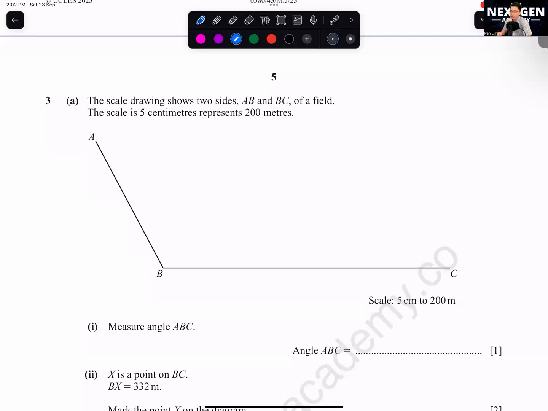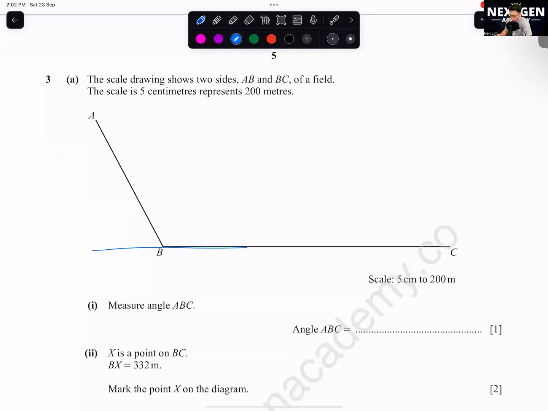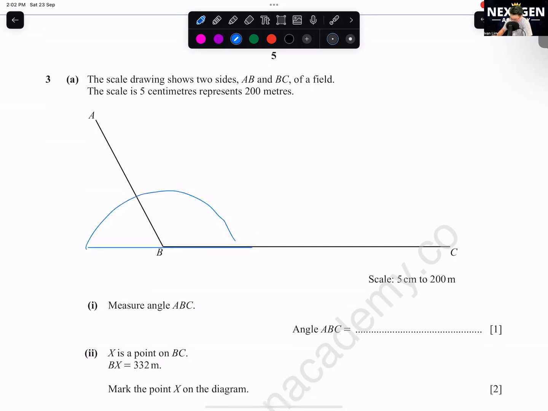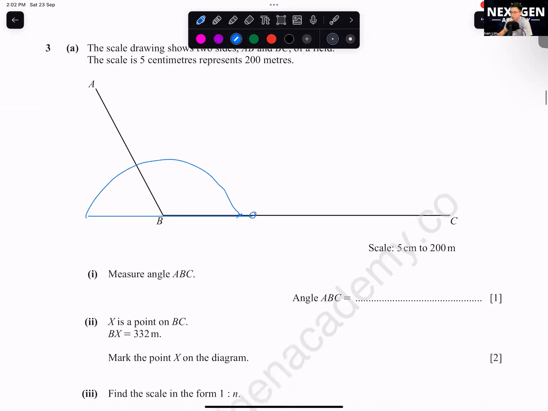Okay, measure angle ABC. Okay, so you go and put it. You all need to measure this one. Okay, I cannot draw one. Okay, like this. Put it here. Okay, then read the angle. Okay, start here at 0. So here will be equal to 118 degrees. This part here.